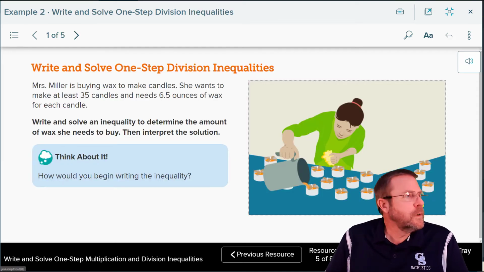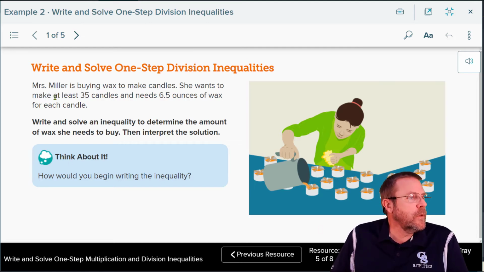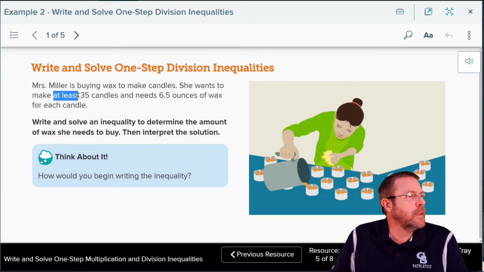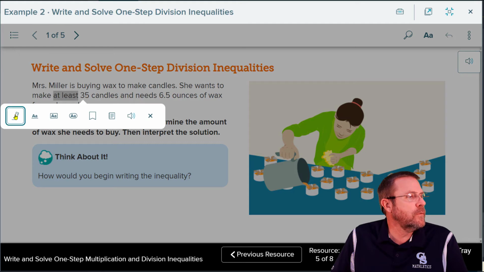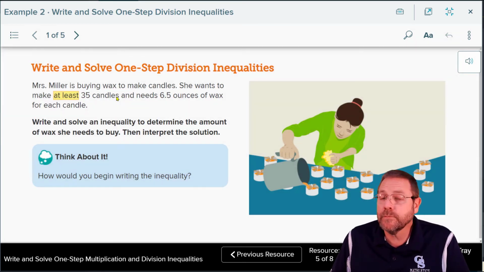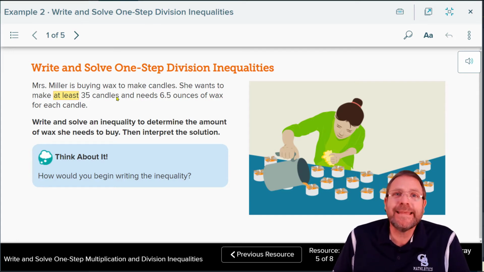Now let's take a look at another problem. Miss Miller is buying wax to make candles. She wants to make, there that word is again, at least 35 candles. That means she can make more than 35 candles. She can make exactly 35 candles. But she needs to make at least 35 candles.